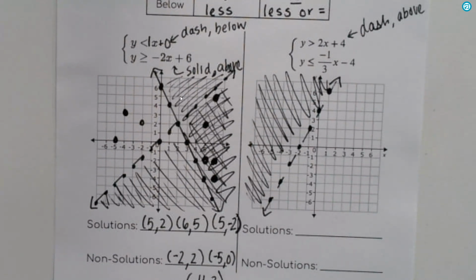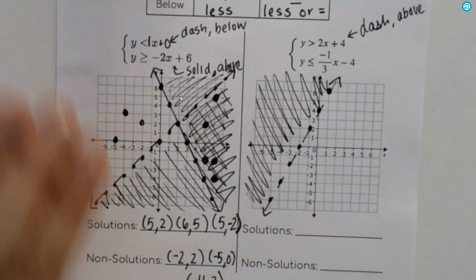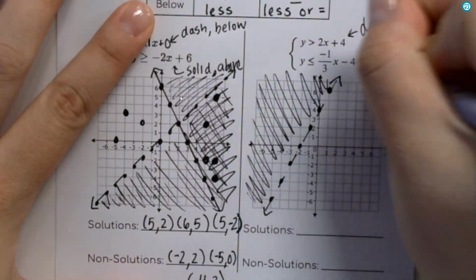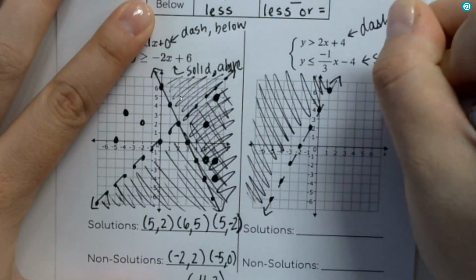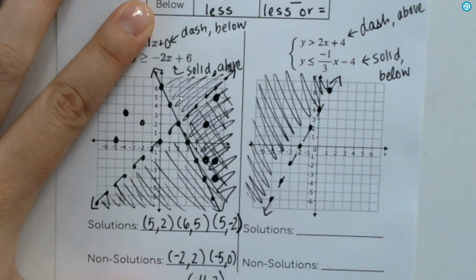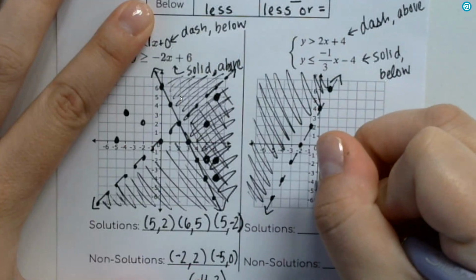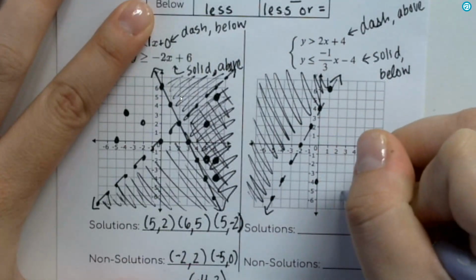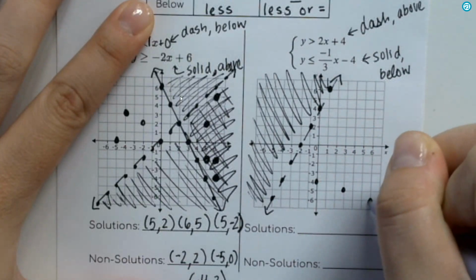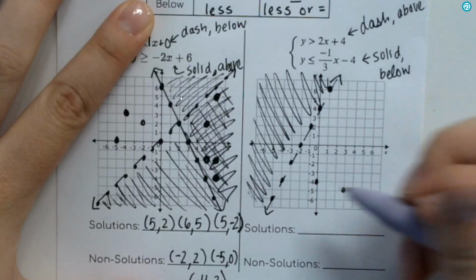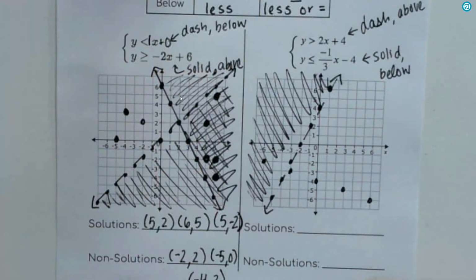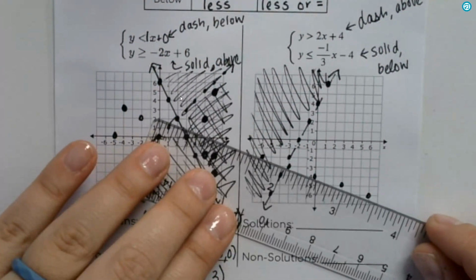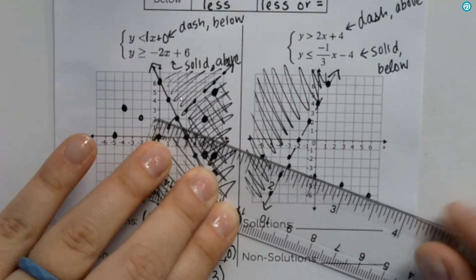Okay, for my next one, we've got y is less than or equal to -1/3 x minus 4. I'm going to use a solid line, and I'm going to shade below. So I'm going to start at -4. I'm going to do a slope of -1/3. Down 1, right 3. I'll also go up 1, left 3. It's going to be a solid line on this one.